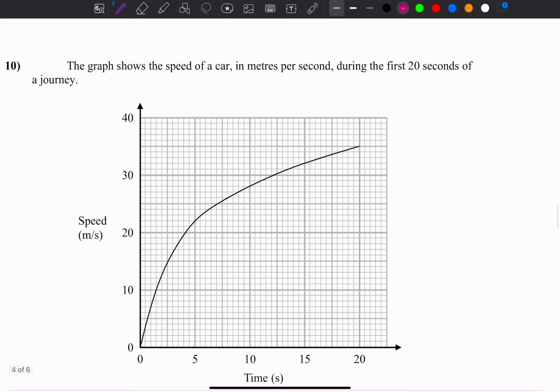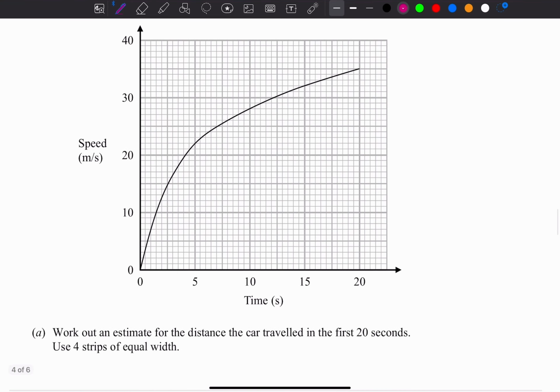Cool. Next one, graph question. You should be good on this. 4 strips. For the first 20 seconds, they want the distance. That means it's the area under the graph. So for the first 20 seconds, I'm just going to draw it. There you go, 1, 2, 3, 4. I would always write down what the numbers are here, so that makes my life easy. That's 0, that's fine. 20, 22, that one is 28, that one is 32, that one is 35.